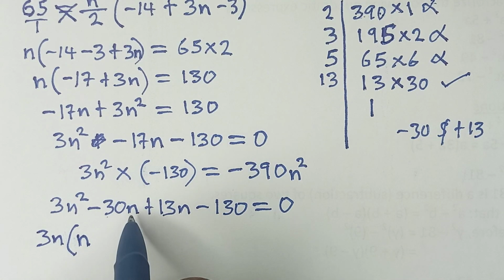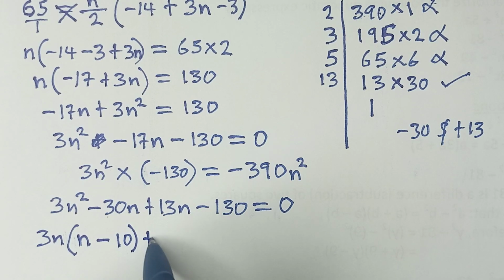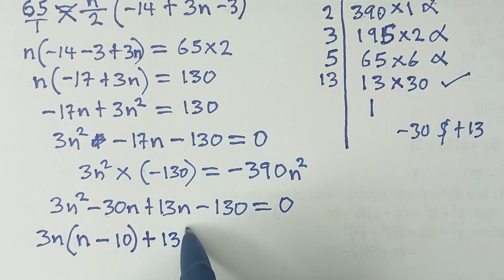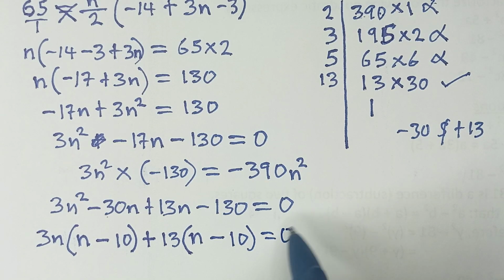We simply say the 3n squared here divided by 3n, you are left with n. And then negative 30n divided by 3n, you'll have negative 10. And then whatever sign you have here, that is the sign we are going to pick. And then what is common to 13n and 130, 130 as a constant number, it should be just the number 13. And then you open up bracket. What is left? 13n divided by 13, you have n. And then negative 130 divided by 13, you have negative 10. And that is equal to 0.